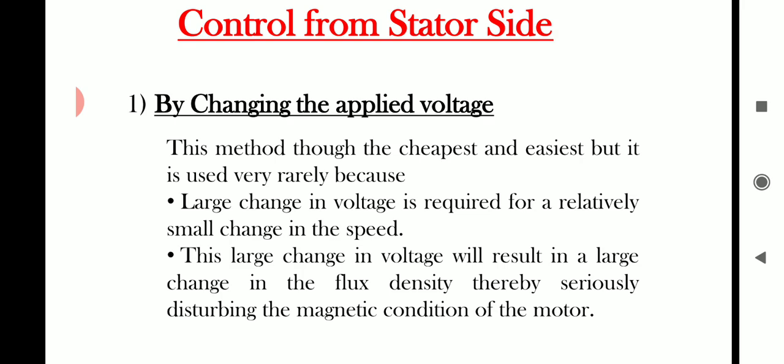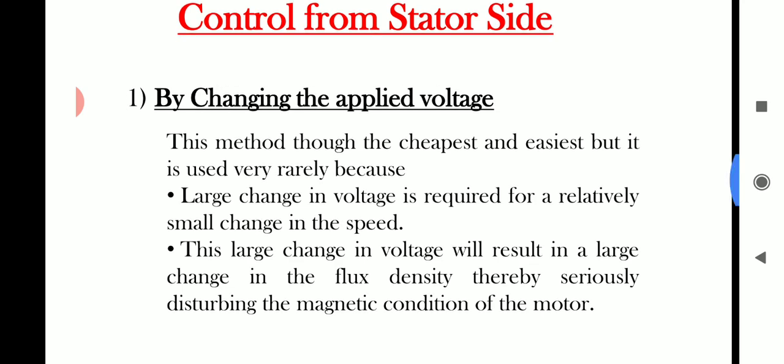So with the help of that rotary switch we change the value of the applied voltage. Changing the value of applied voltage with the help of a rotary switch is very easy. So that's why it is said here that this method is cheapest and easiest. Okay, there is no rocket science in this method, but it is very rarely used. Why is it rarely used? That we have to see.